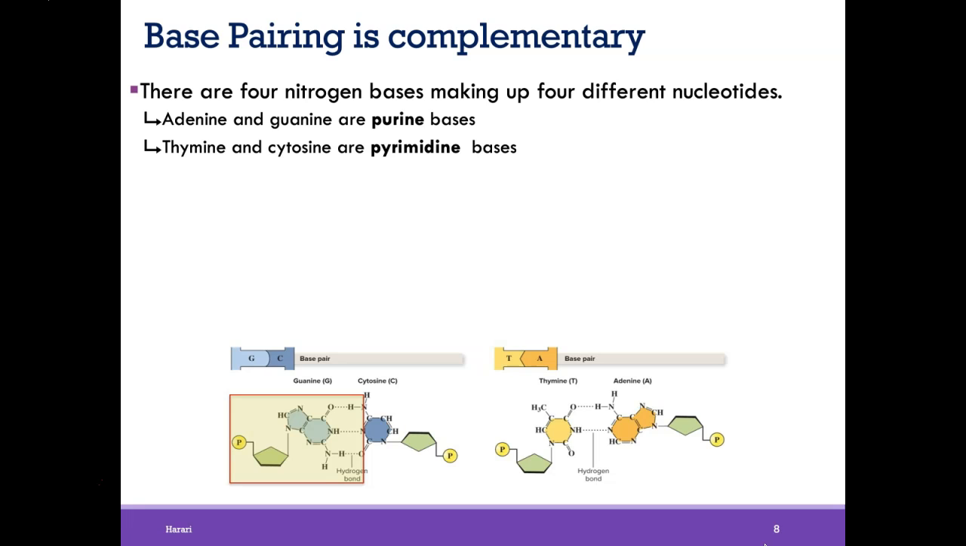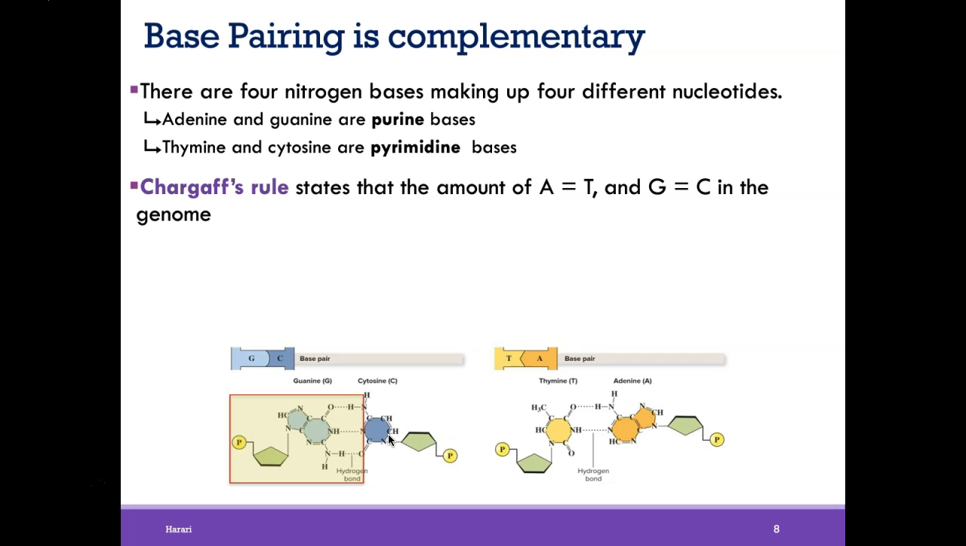We said there are 4 nitrogenous bases. Adenine and guanine are called purines. You can remember that anything that ends in -nine, N-I-N-E, is a purine. And purines have 2 rings. So here's an adenine, it has 2 rings, 1, 2. And here's guanine, 1, 2 rings. Thymine and cytosine are called pyrimidine bases because they only have 1 single ring. There's thymine, just 1 single ring. And a purine can only match up with a pyrimidine, right? A with T, G with C. Those are base pairing rules.